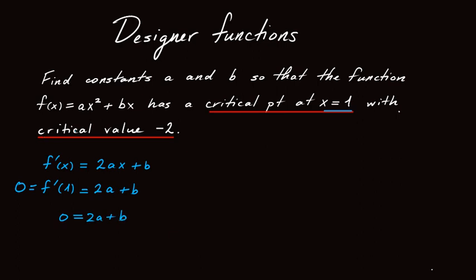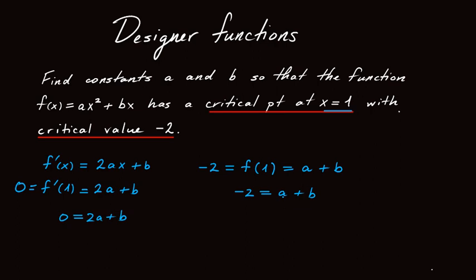The second piece of information says the critical value has to be minus 2. So at x equals 1, if I plug in 1, I want that to be equal to minus 2. On the other hand, f of 1 is equal to a times 1 squared, which is a, plus b times 1, which is b. So I have a second equation which says minus 2 is equal to a plus b.